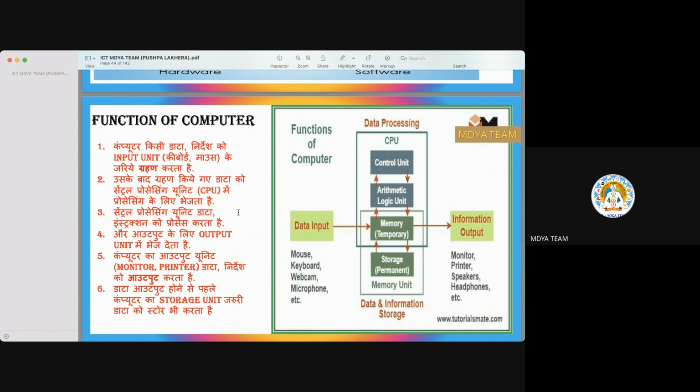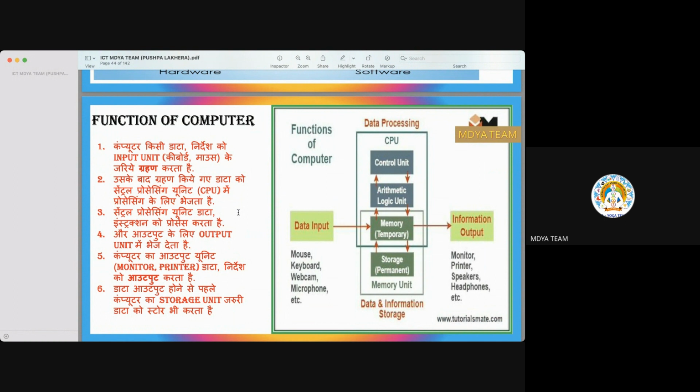And in between input and the output, there is a unit which is called the data processing unit, CPU, central processing unit. And the central processing unit has three parts: control unit, ALU, that is arithmetic logic unit, and memory, which is again of two types, temporary and permanent, which stores the group of instructions which are used by the computer as per your instructions.